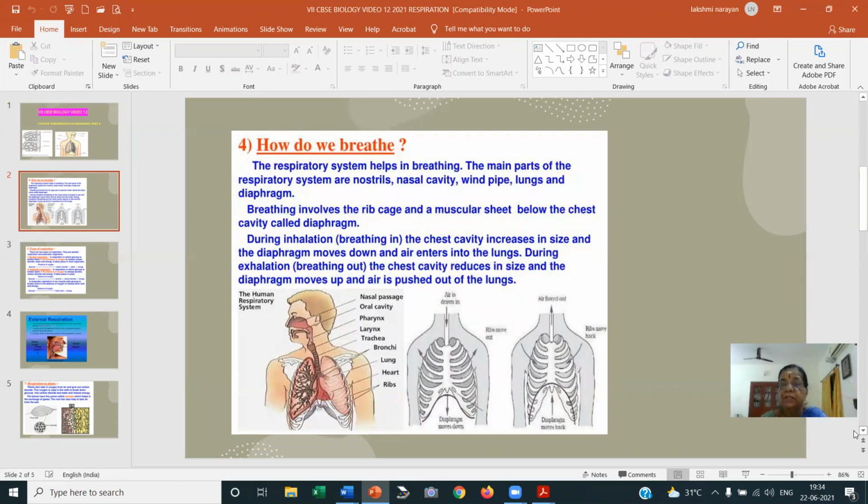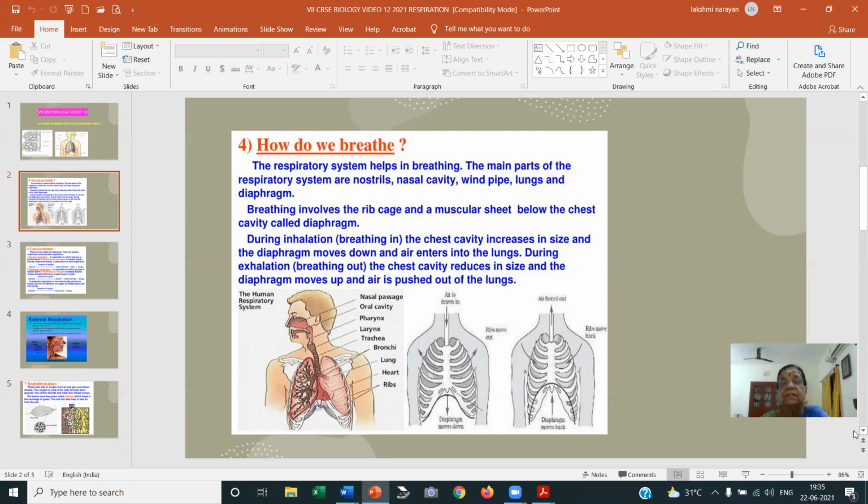See here, how do we breathe? With the diagram description, I feel you can understand still better. How do we breathe? The respiratory system helps in breathing. The main parts of the respiratory system are nostrils, nasal cavity, windpipe, lungs, and diaphragm. I repeat, the main parts of the respiratory system are nostrils, nasal cavity, windpipe, lungs, and diaphragm.